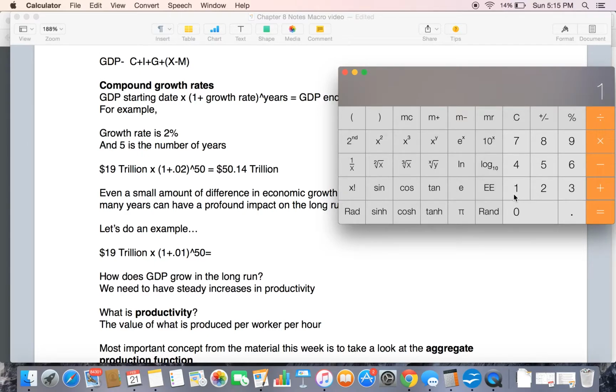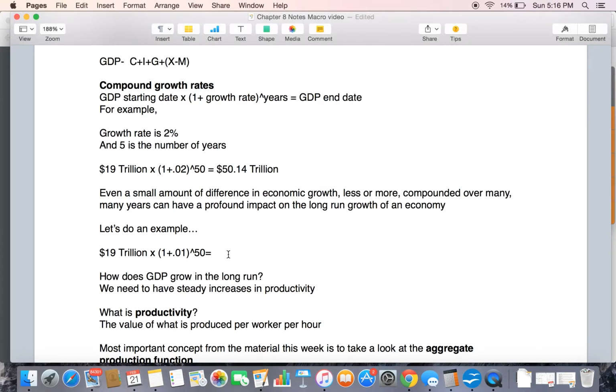So 1 plus 0.01 to the 50th power. So instead of seeing that 269% growth, we're really only seeing about 164% growth. Times 19 trillion will yield $31 trillion.